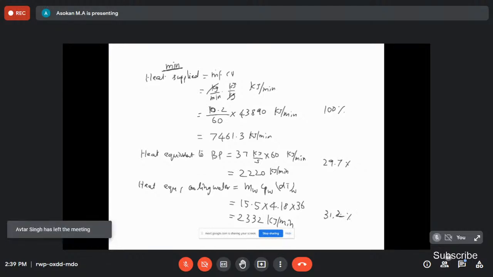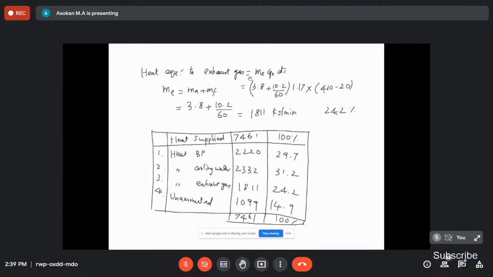So what is the efficiency? 29.7. So the cooling water takes more than the indicated efficiency. So this is the maximum heat absorbed by the cooling water. The heat equals that of the exhaust gas in the formula: mass of exhaust gas times Cp of exhaust gas times delta T. See, the mass of exhaust gas is the combination of fuel and air. So how much fuel is used?